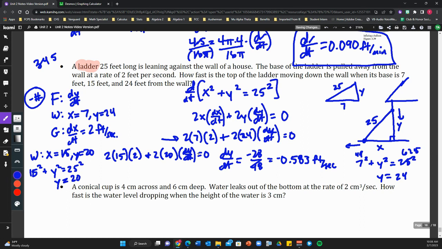So now it's the same idea. This is really the value of 60. I'm going to move that over and divide by 40. In this case, my dy/dt would be negative 60 over 40, or negative 1.5 feet per second.